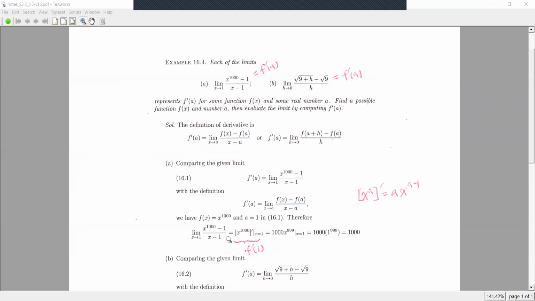So this limit is equal to derivative of the function at 1. That means take derivative on the function, then plug in 1 in x. By the power formula, x to the 1000 derivative is 1000 times x to the 999. This is the derivative of the function at x. Now plug in 1 in x, then we get derivative of the function at 1. It is 1000. Therefore, this limit is 1000.